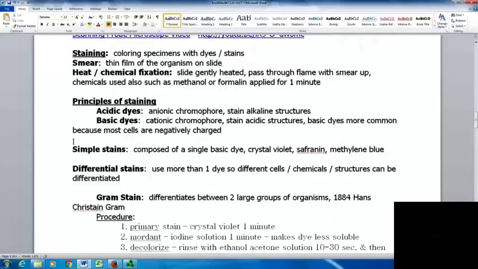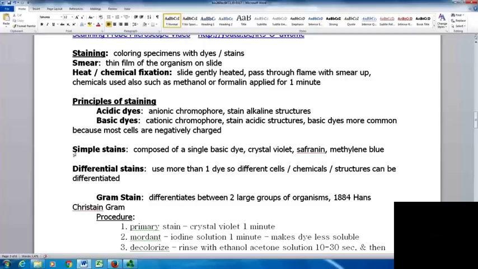When we look at basic principles of staining, we have acidic dyes and basic dyes. Acidic dyes have an anionic chromophore. They'll stain alkaline structures. Basic dyes have a cationic chromophore. They'll stain acidic structures. Basic dyes are more common because most cells are negatively charged.